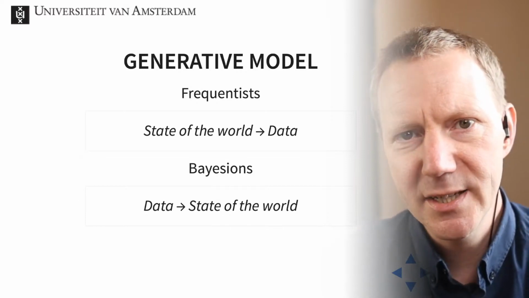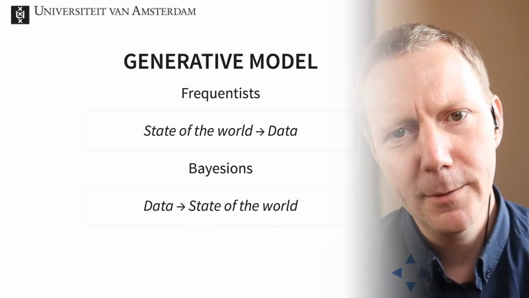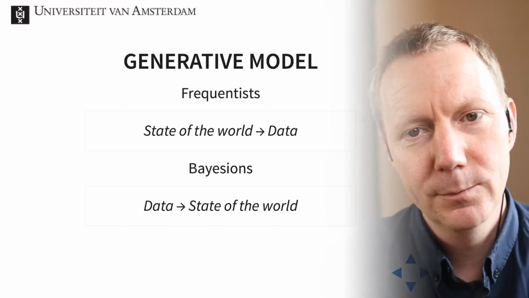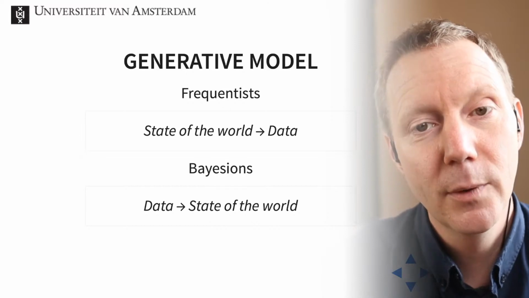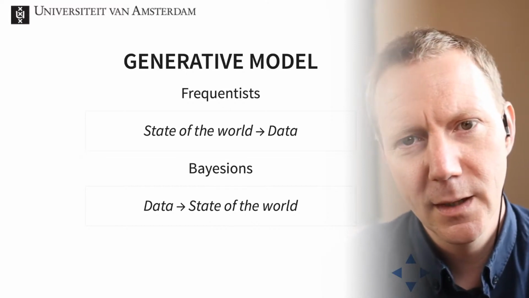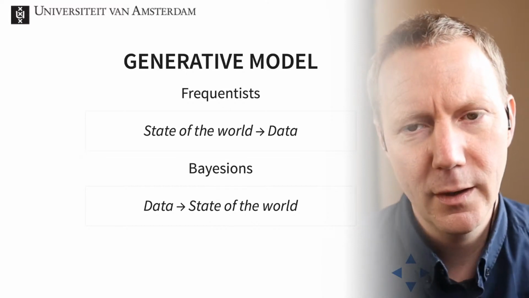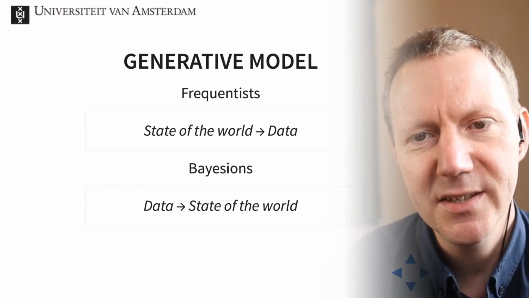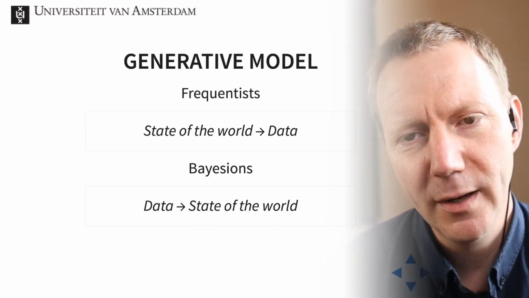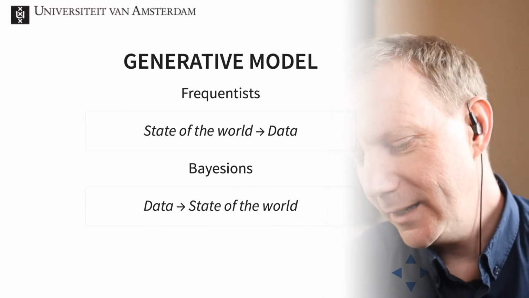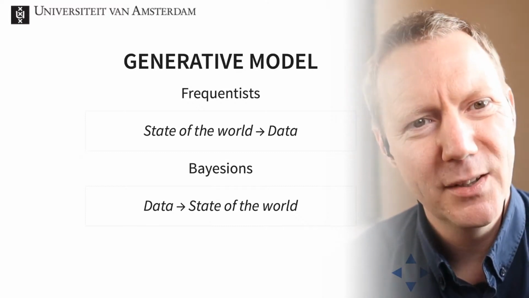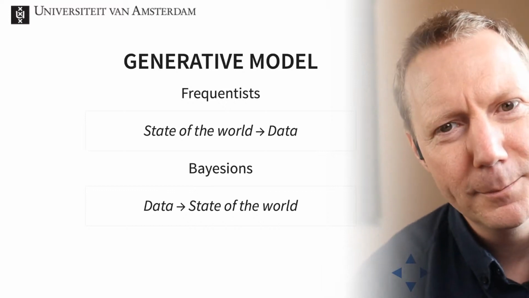What the Bayesians say is, well, no, we just look at the data and we determine what the most likely theta is based on that data. So if I threw 2 heads out of 10, then what is the most likely state of the world, the most likely value of theta?